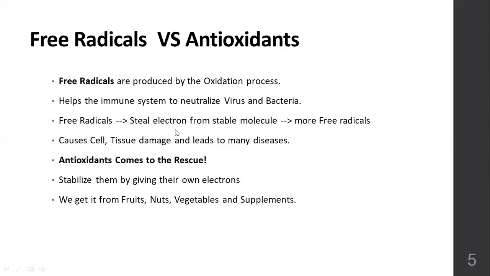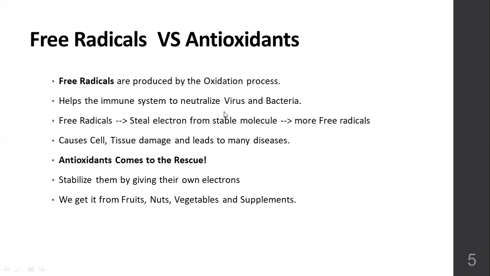So, free radicals versus antioxidants. Free radicals are produced by the oxidation process. Oxidation is losing an electron, because any item in your body, when it loses its electron, becomes unstable. Electrons are supposed to be in pairs. When it loses one electron from a pair, it becomes an unpaired electron atom, so it is a free radical and it is unstable.